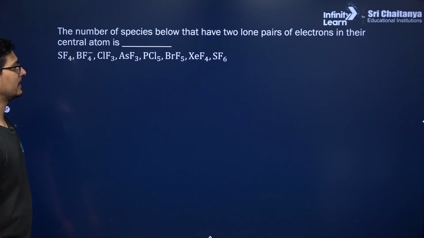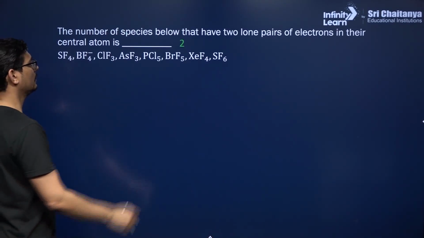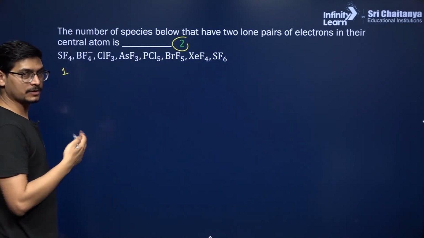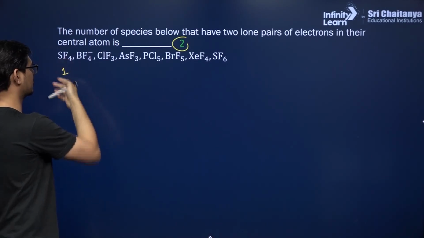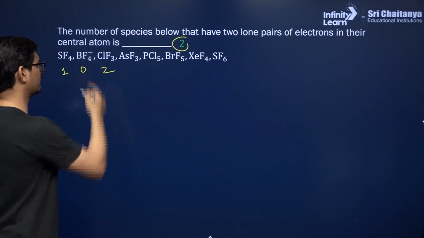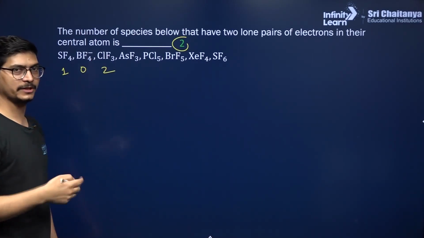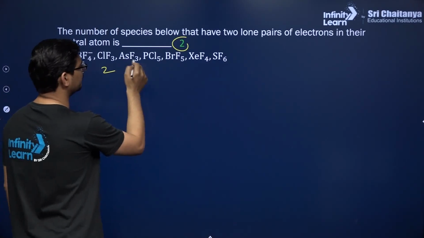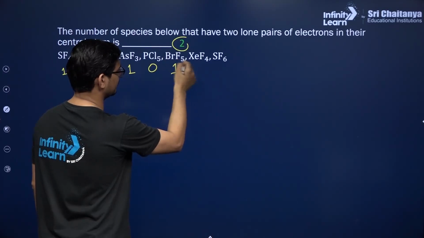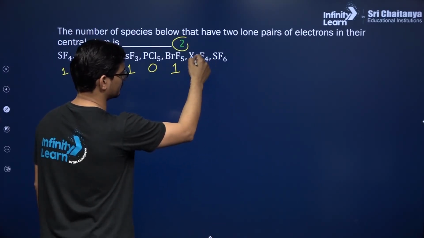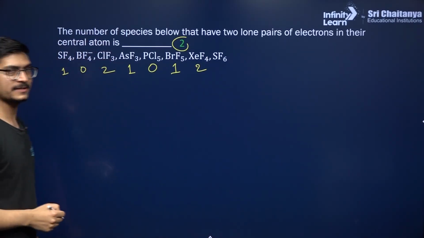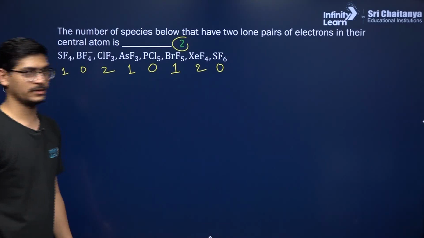The number of species below that have 2 lone pairs of electrons on their central atom is 2. SF4 has 1 lone pair: 4 electrons out of 6 are shared, so 2 unshared electrons make 1 lone pair. SF6 does not have any lone pair. ClF3 has, yes, 2 lone pairs, because out of 7 electrons 3 are shared, so 4 remain unshared, leading to 2 lone pairs on the central atom. AsF3 has 5 electrons, 3 are shared, so there is 1 lone pair. XeF4, yes, 8 electrons are there, 4 are shared, 4 are left, 2 lone pairs. So ClF3 and XeF4.